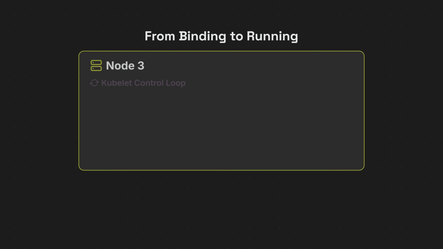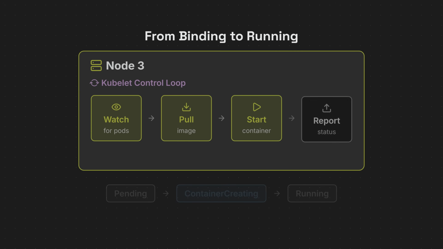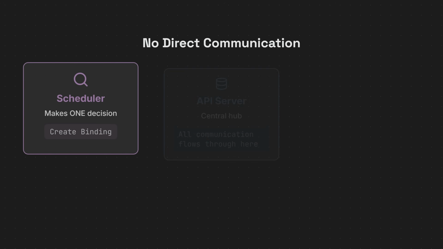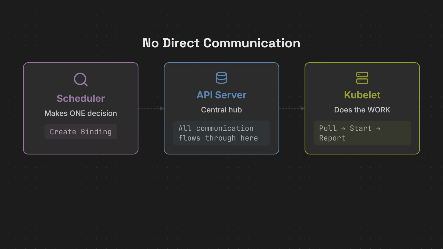From there, the kubelet on that node, which is running its own control loop, watching for pods assigned to its node, picks it up, pulls the image, and starts the container. The scheduler doesn't deploy anything. It doesn't start any processes. It doesn't SSH into any machine. It makes a binding decision, and the API server handles the rest. The kubelet, doing its own reconciliation loop, takes it from there. No component talks directly to any other component. They all work through the API server.